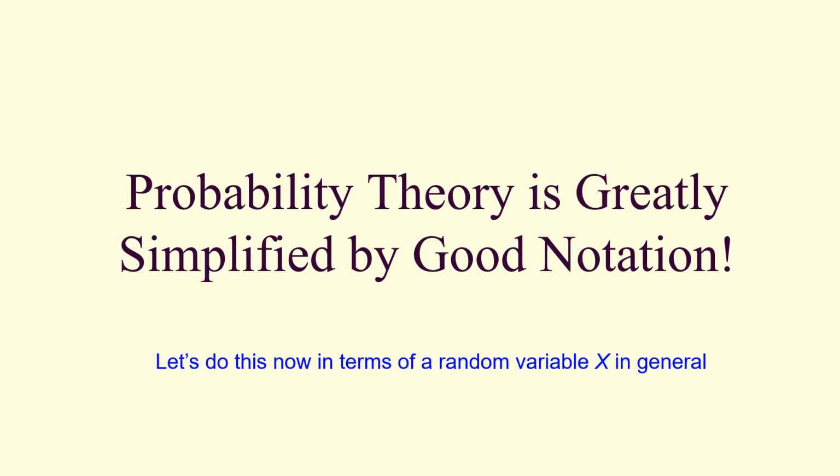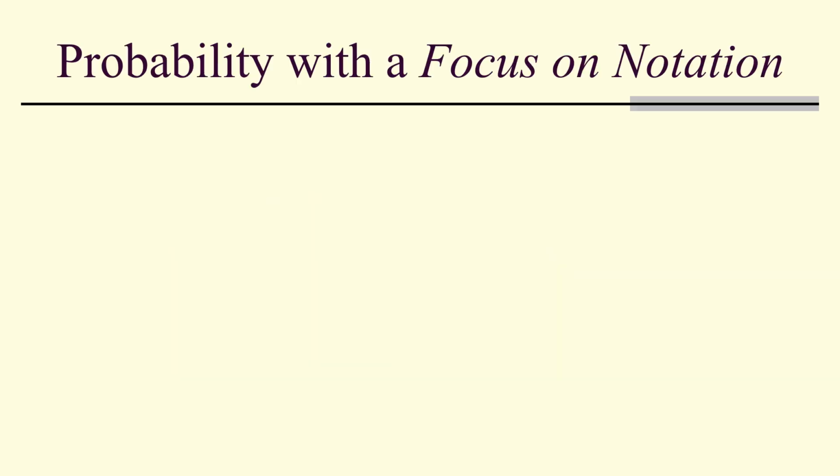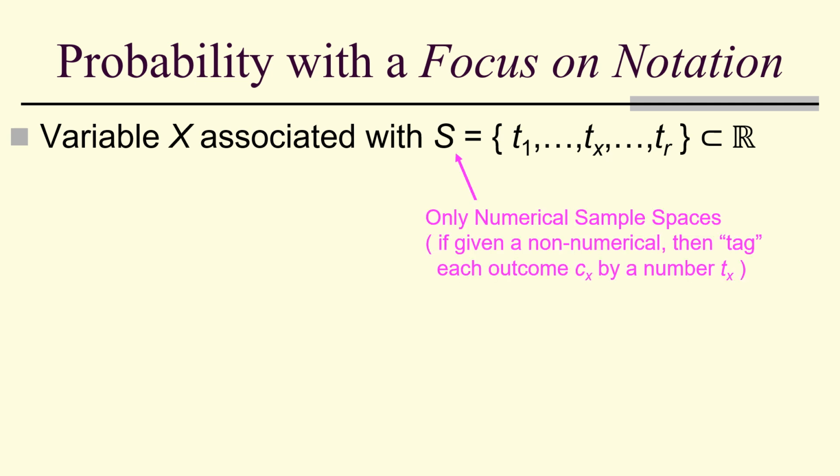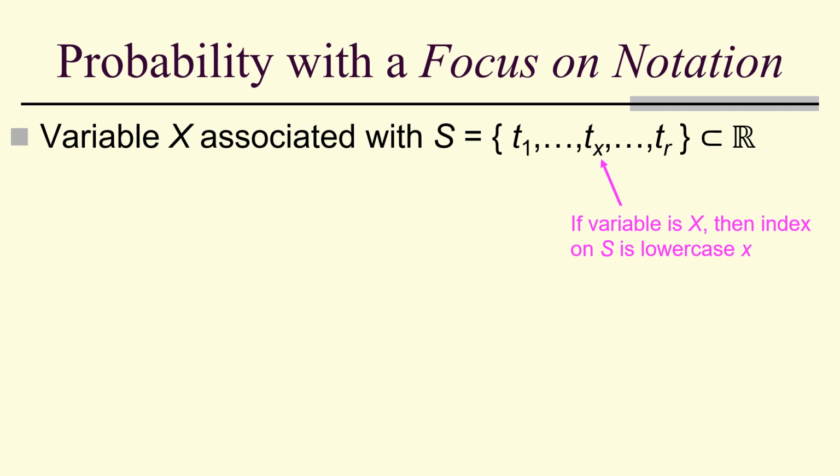So let's look at all this notation again in terms of a random variable x in general. So let's look at probability with a focus on notation. Variable x associated with a sample space of numerical tags, and lowercase x is the index for the variable uppercase X.